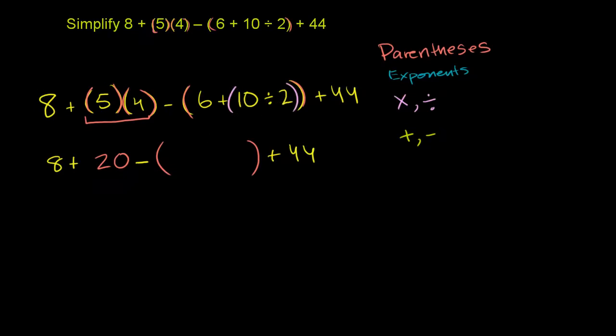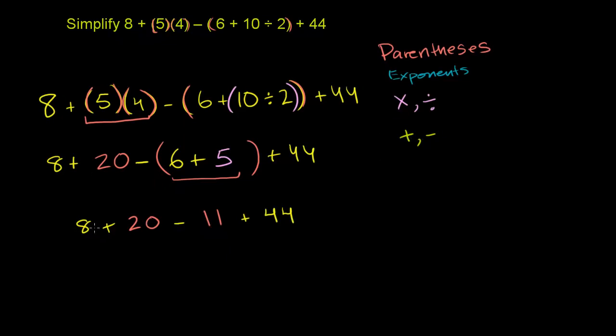So this will result in 6 plus 5. Well, we still have to evaluate this parentheses. So 6 plus 5, well, that's 11. So we're left with 20. Let me write it all down again. We're left with 8 plus 20 minus 11, which is 6 plus 5, plus 44. And now that we have everything at this level of operations, we can just go left to right.